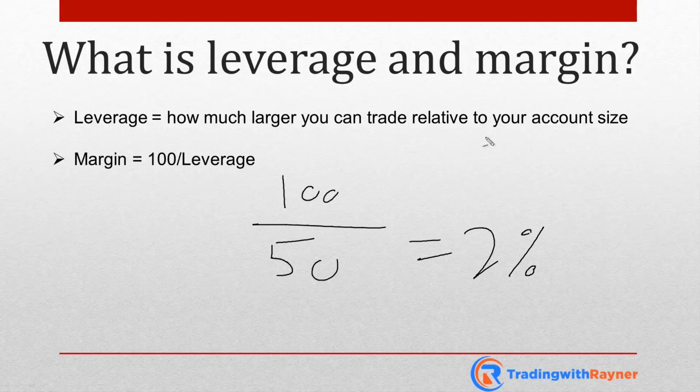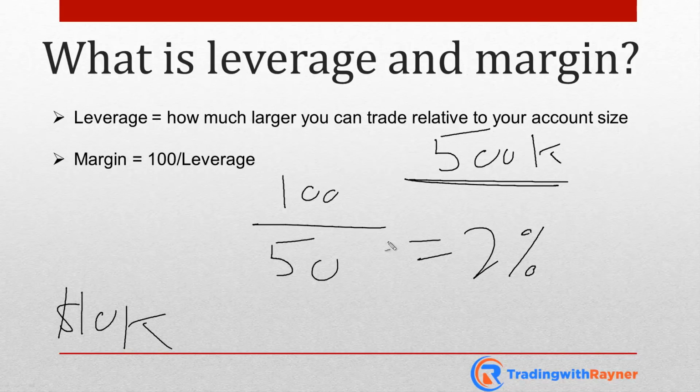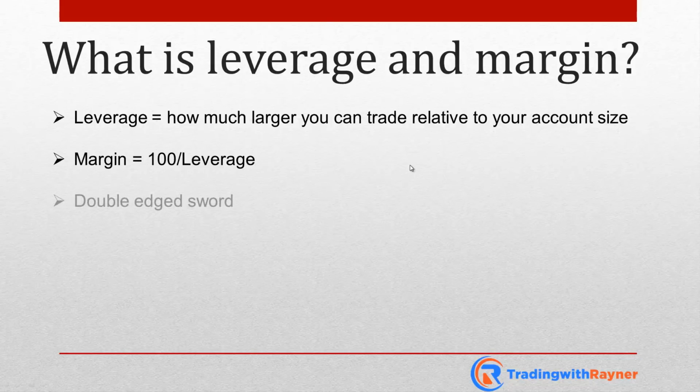Meaning that, to put it simply, if you were to trade $500,000 worth of currencies, your broker requires you to put 2% of this amount in your account, which is equivalent to $10,000. So this is why I said they're pretty much two sides of the same coin, right? Leverage and margin. And one thing to bear in mind is that leverage is a double-edged sword, right? You can potentially make more money with a higher leverage, but at the same time, you can potentially lose more in a faster period of time, because all you need is just a small percentage move against you, right? And you will lose a lot, depending how much leverage you're using.